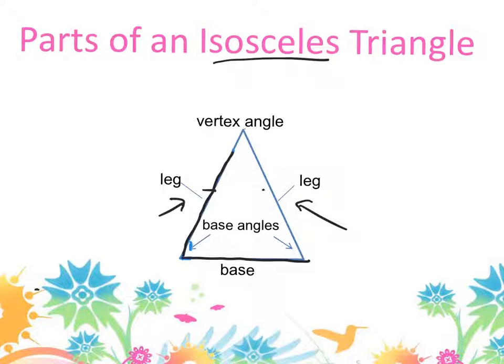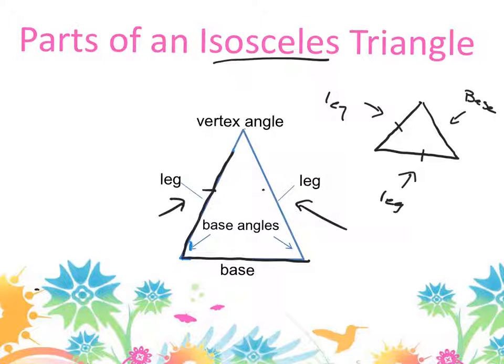I think what you mean is, could it look like this? Yeah. Let's say I had a triangle that looked like this. Then this would be the leg, this would be the leg, this would be the base. And then these would be the base angles right here. This would be the vertex angle up there. So it still works that way. It works no matter which way it's pointing. Just the two congruent sides are called the legs in an isosceles triangle.